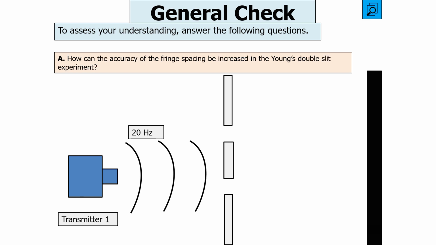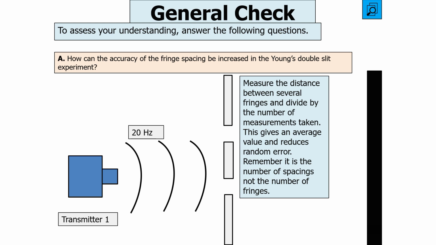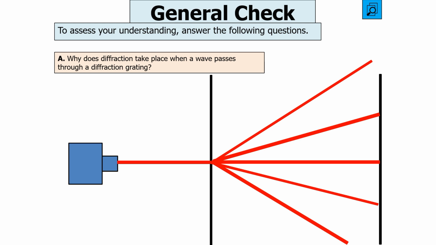How can the accuracy of the fringe spacings be increased in the Young's double slit experiment? Pause the video now, then unpause the video when you want to go through your answer. Well, measure the distance between several fringes and divide by the number of measurements taken. This gives an average value and reduces random error. Now remember, when you're taking your values, it's the number of spacings, not the number of fringes, that you will divide by.